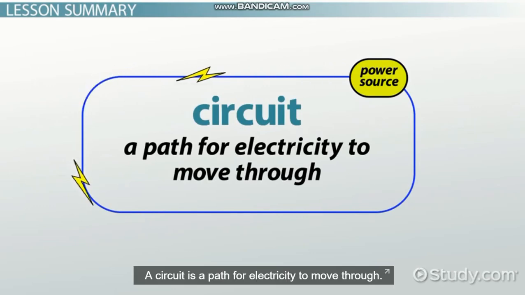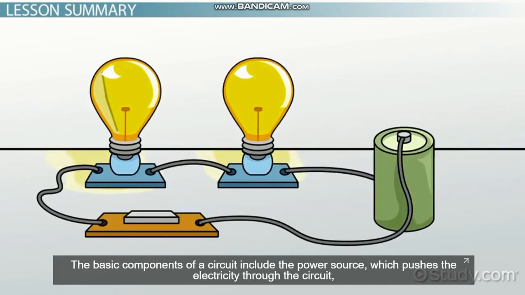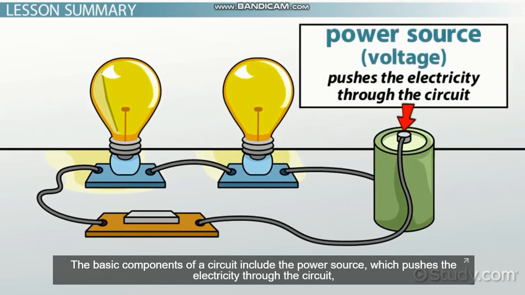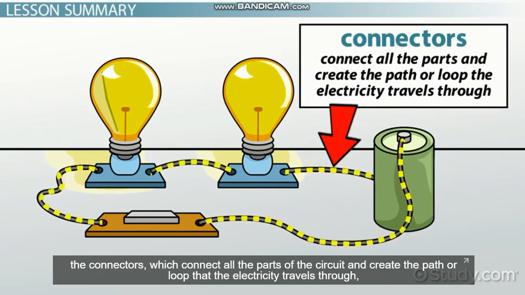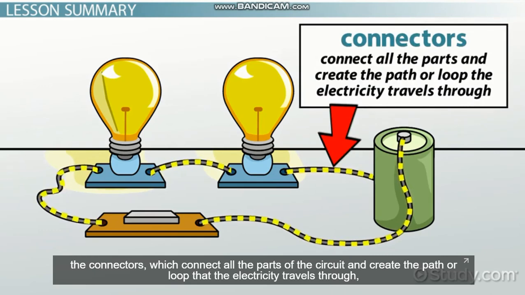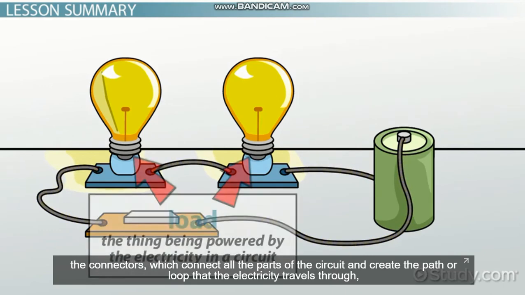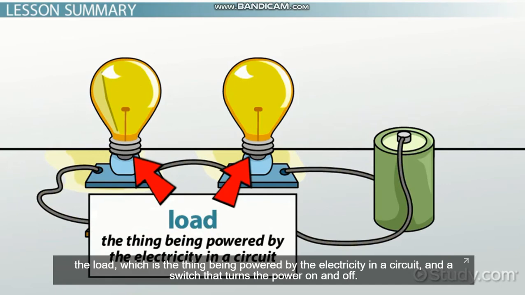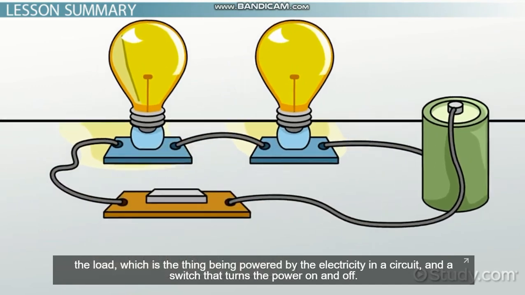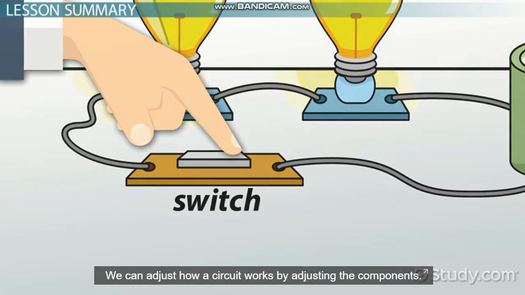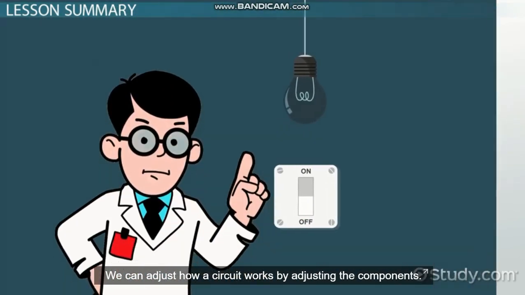A circuit is a path for electricity to move through. The basic components of a circuit include the power source, which pushes the electricity through the circuit, the connectors, which connect all the parts of the circuit and create the path or loop that the electricity travels through, the load, which is the thing being powered by the electricity in a circuit, and a switch that turns the power on and off. We can adjust how a circuit works by adjusting the components.